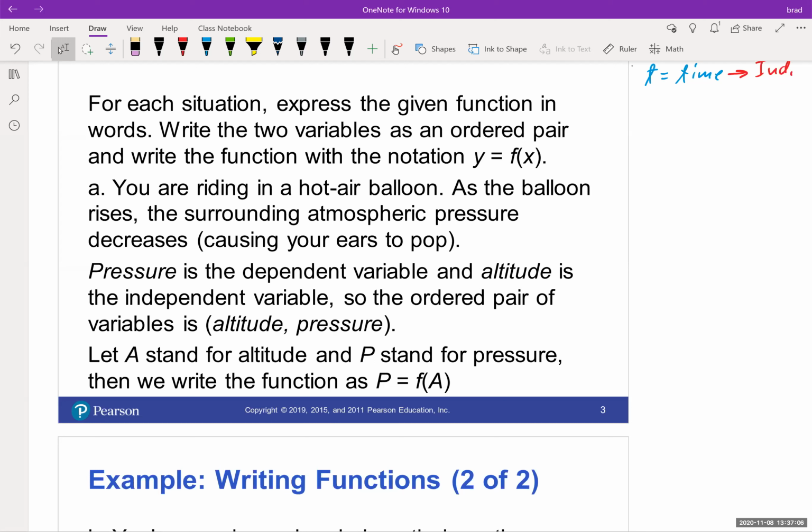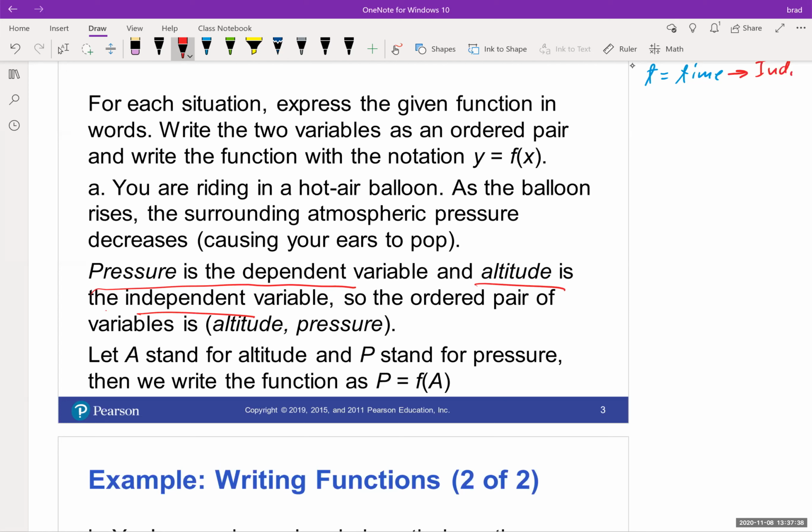So it says you are riding in a hot air balloon. As the balloon rises, the surrounding atmospheric pressure decreases. So what they're basically telling you is based on the height of the balloon, the pressure will change. So that makes the pressure the dependent variable, and that makes the height of the balloon the independent variable. So in here, let me use red, pressure is the dependent variable, okay? And the altitude is the independent variable, okay?